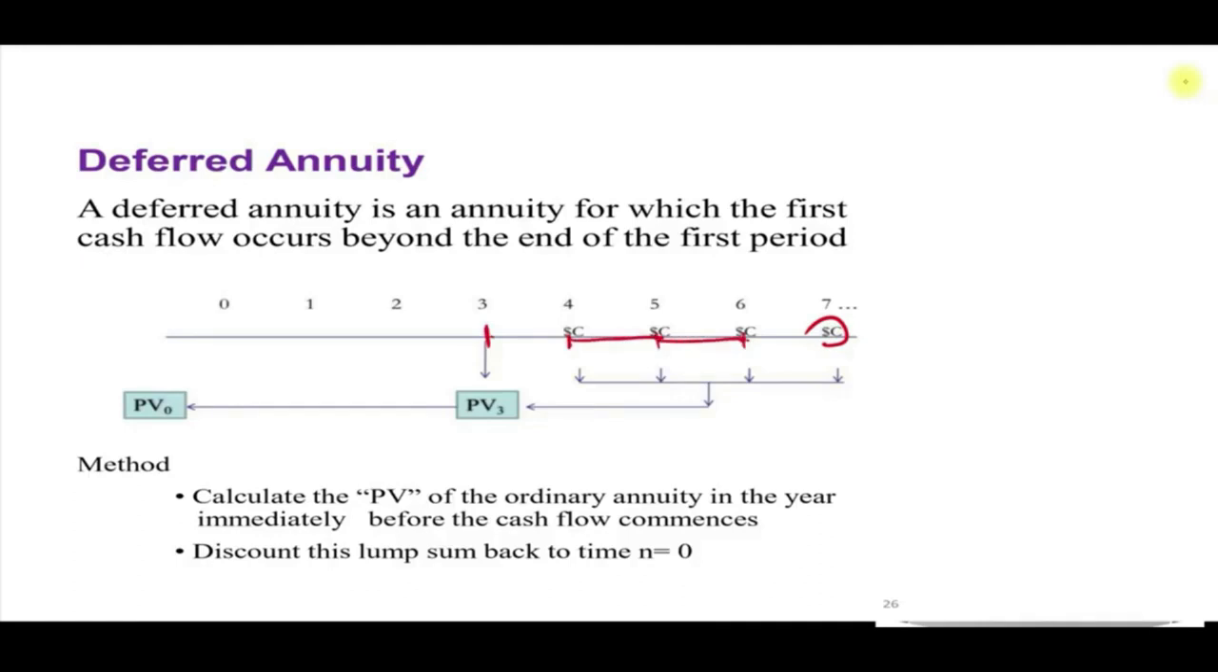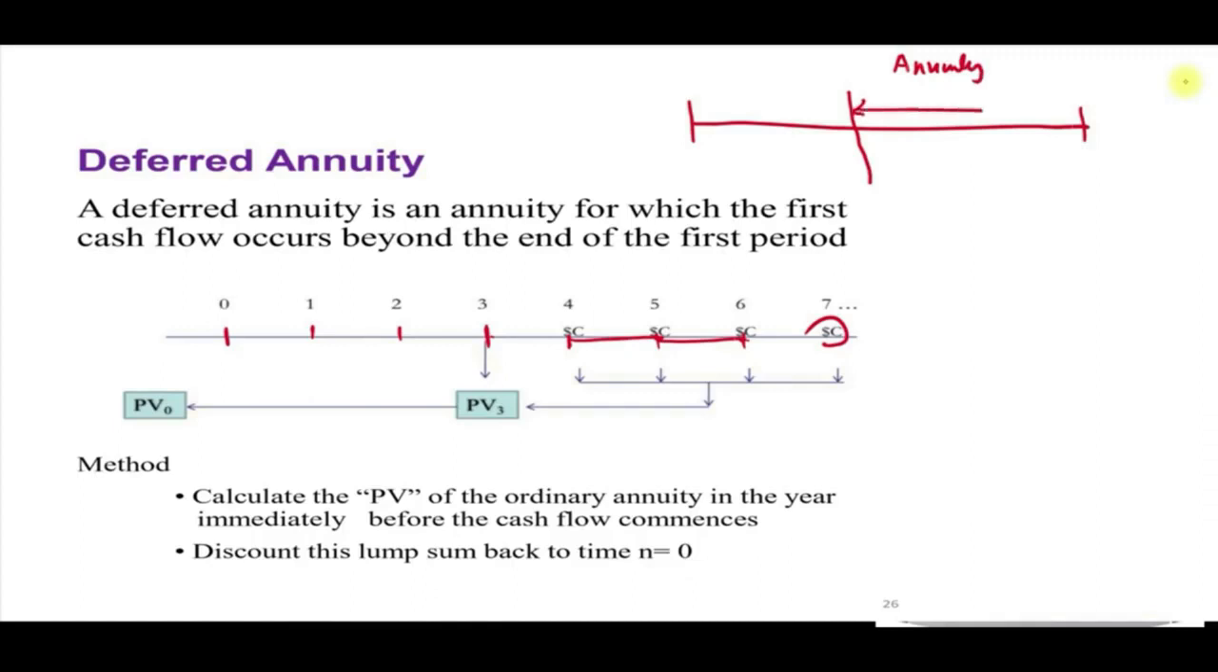So we can solve this question. If you see, there are no cash flows in year 0, 1 or 2, or even at year 3, right? So I can classify this timeline into two parts. Number 1 is the deferred part, and the second part is the annuity part.